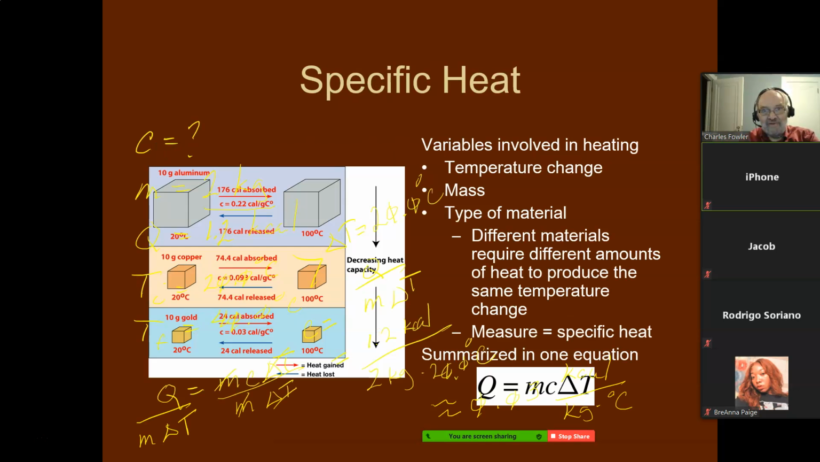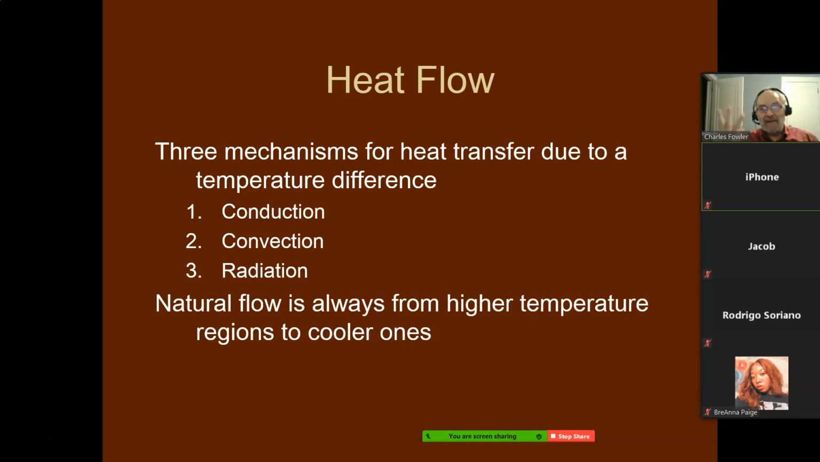Let's see. Okay. There are three mechanisms for heat transfer due to temperature difference. One of these is conduction, okay? One of these is convection, and one of these is radiation.